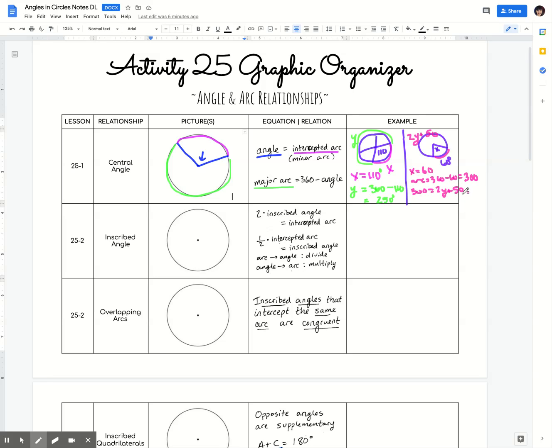But what I would do is subtract 50 from both sides, and then divide both sides by 2. So in doing those steps, I get that y is equal to 125. Okay, so that's central angles. The key thing to remember is that the angle measurement, or the degree measurement, is equal to its intercepted arc measurement. And that's the key.